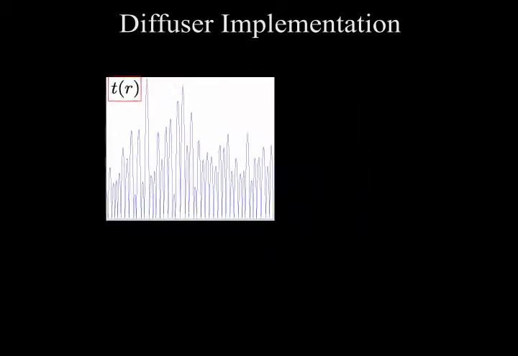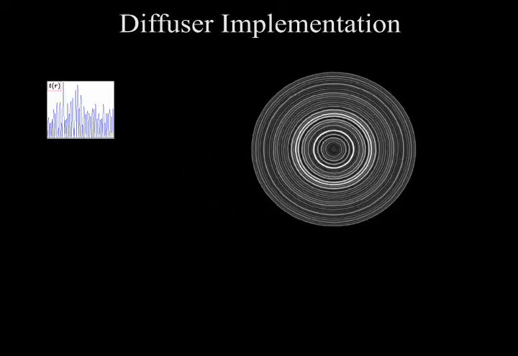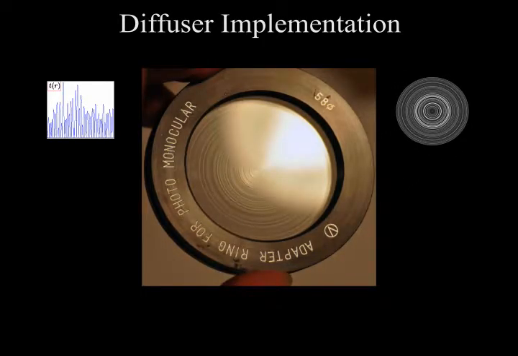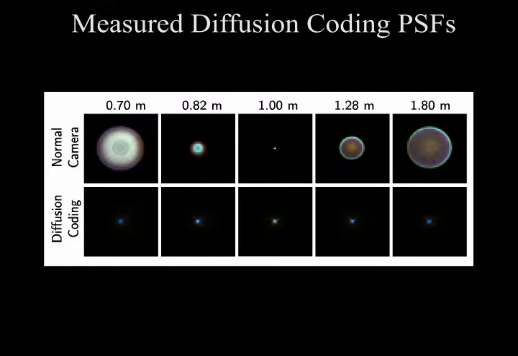Here's the profile and height map of a random surface of our radially symmetric diffuser, which was fabricated by RPC Photonics. These images show the measured PSF for both our diffusion-coded camera and a normal lens.